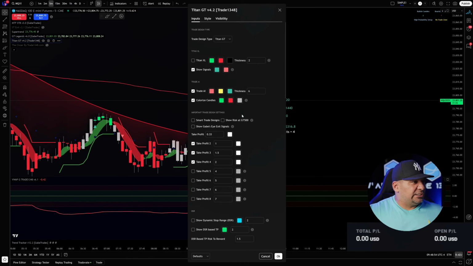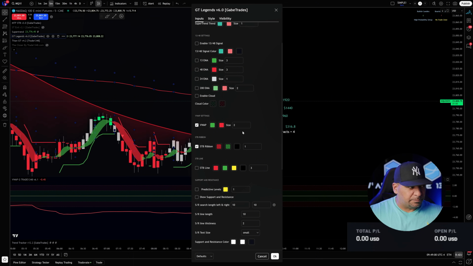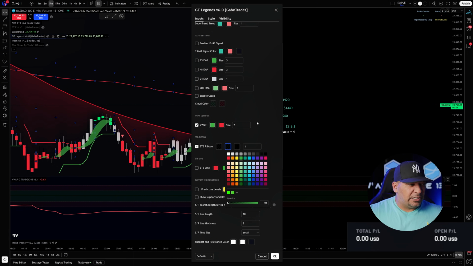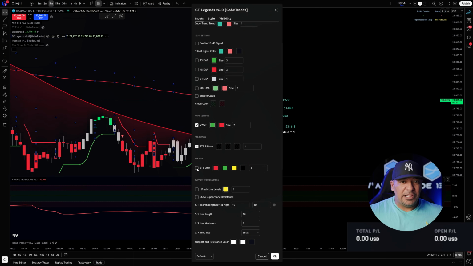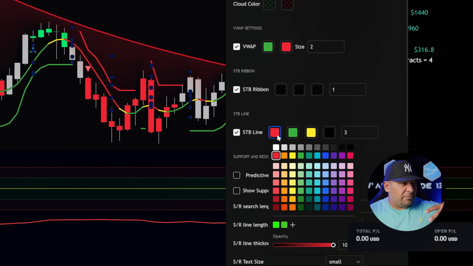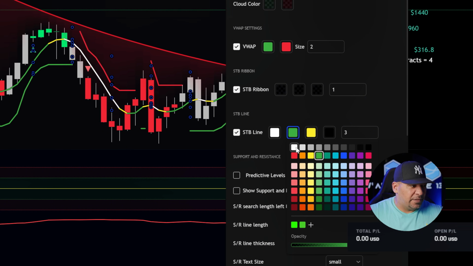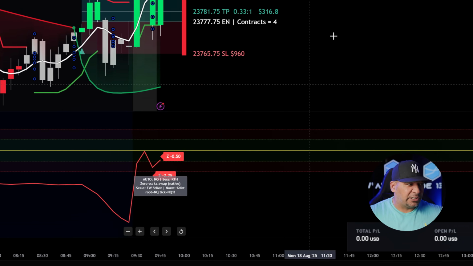So what I'm going to do here is go on over to my GT Legends. A couple of things I want to do. Number one, I want to make my ribbons transparent. The reason I make my ribbons transparent and do not turn them off is because in doing so, my STB line will also not show. Now, instead of making my STB line actionable and providing information overload, what we're going to do is just make it aligned, so all three elements on the STB line are solid. Now I'm going to click OK.